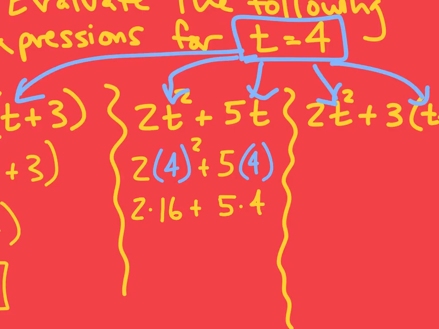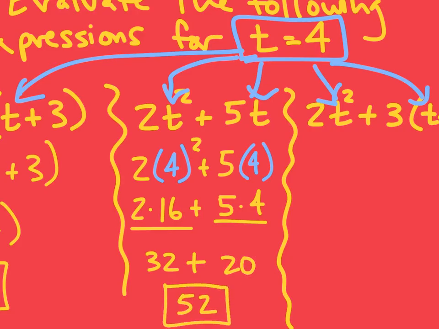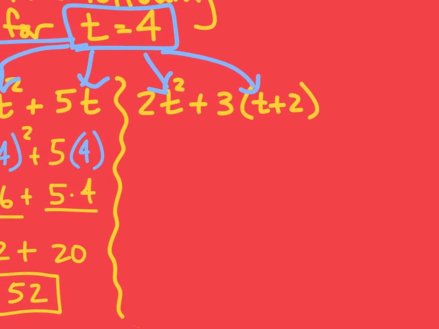From here, I'm going to do 2 times 16, which is 32, plus 5 times 4. I'm doing this step because I'm multiplying all these first before I add. 5 times 4 is 20. So I've got 32 plus 20, which is going to give me a value of 52.